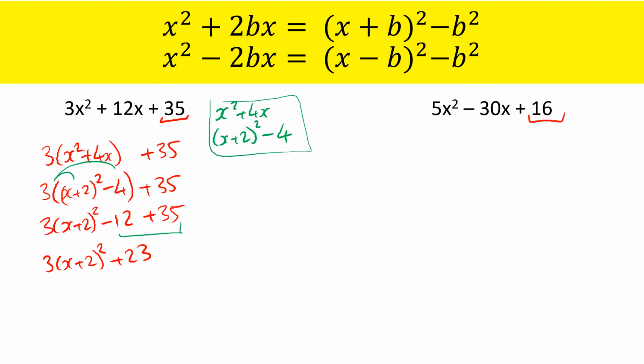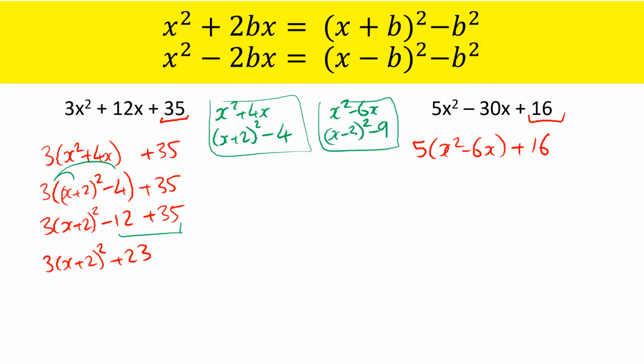So similarly here, we'd ignore this plus 16 for most of what we're going to do. We'll have 5 lots of x squared minus 6x this time, plus 16. We'll complete the square with that, so x squared minus 6x, that's x minus 3 all squared minus 9. Again, halve the 6, and remember to keep the sign as being negative inside the bracket.